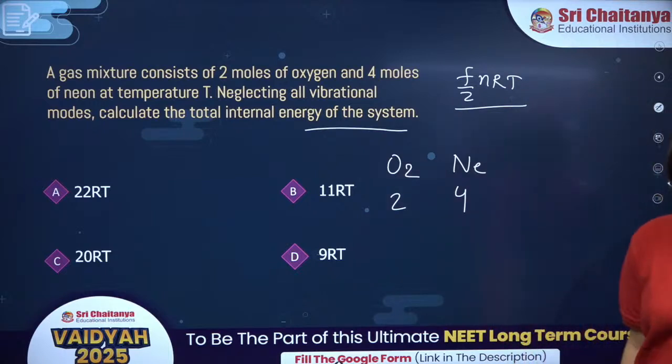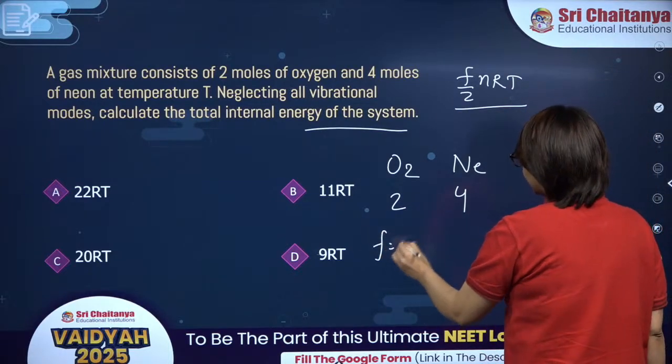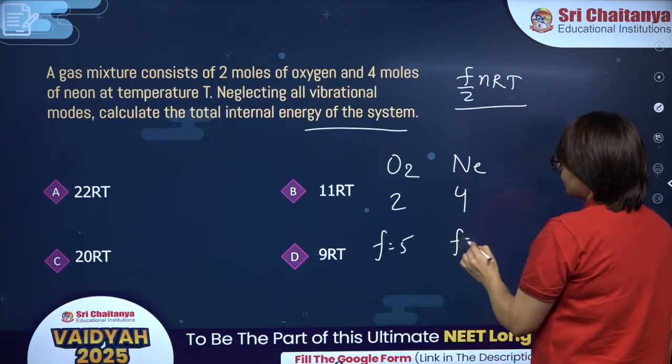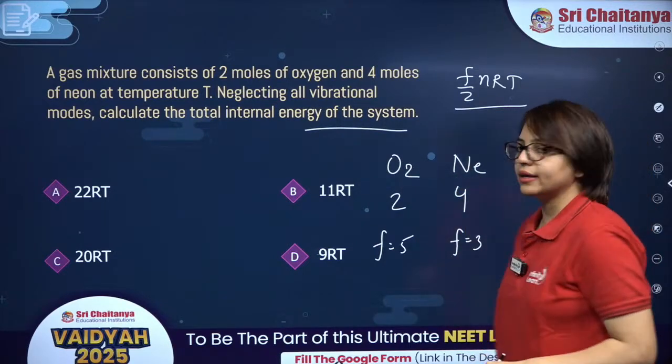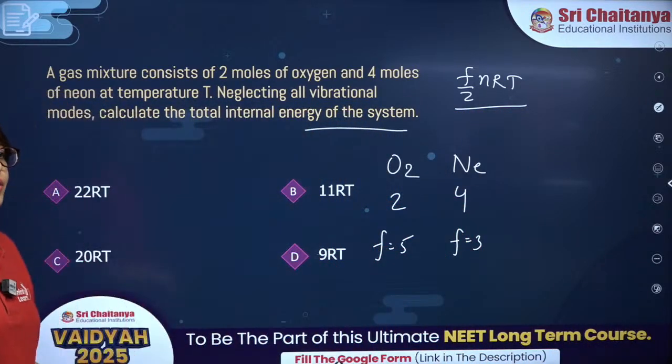F is the degree of freedom. It is 5 for diatomic gas like oxygen, O2, and it is equal to 3 for monoatomic gas like helium, neon, etc. Option D, all right.